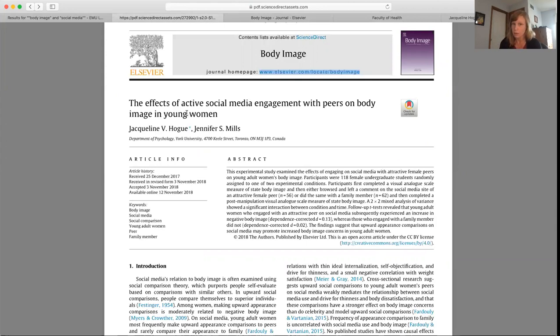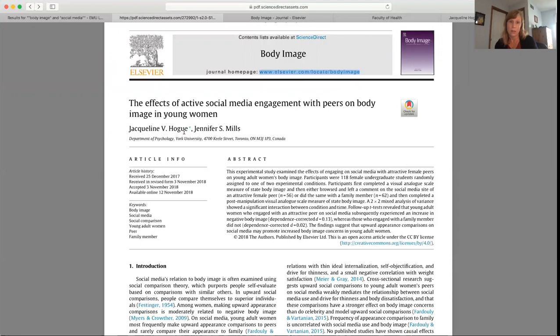And the title of the article is The Effects of Active Social Media Engagement with Peers on Body Image in Young Women. There's two authors, and they are both from the Department of Psychology at York University in Toronto. One really easy thing that you can do to find out more about an author and what their expertise is, is to just Google their names, and that's what I did.